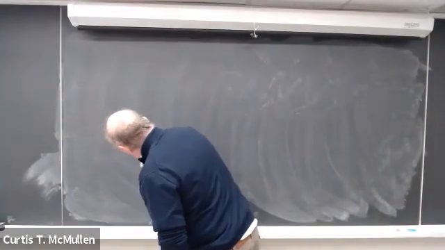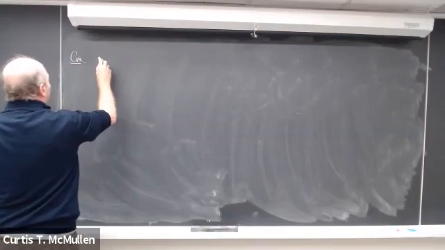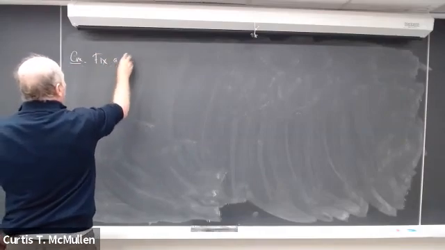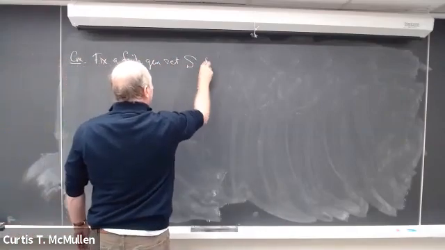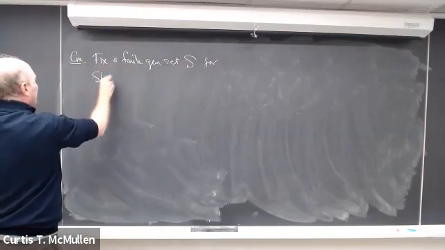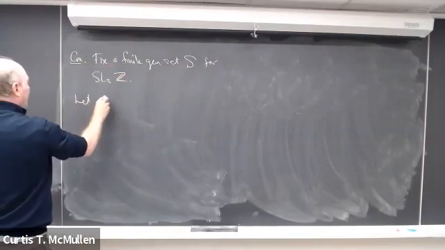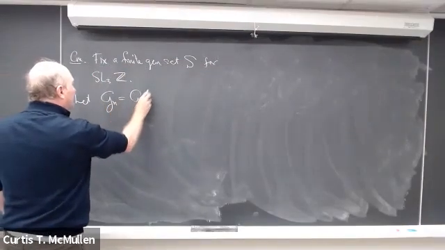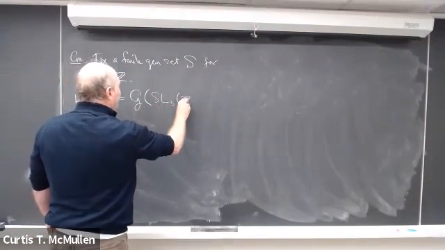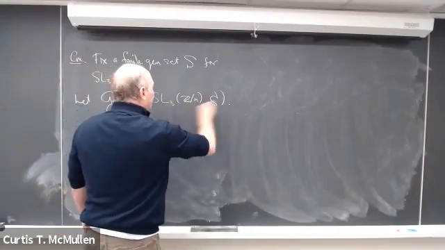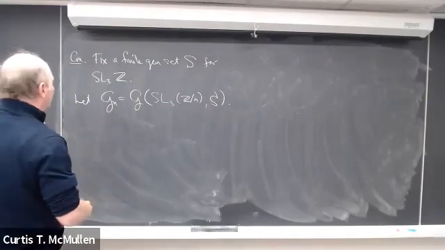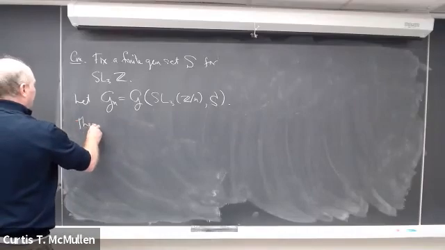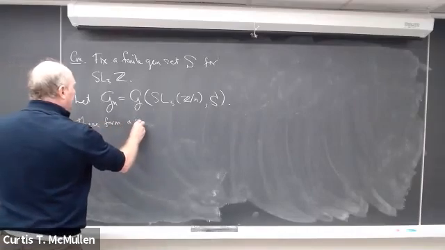So as a corollary of this, we have the following: fix a finite generating set S for SL3Z, and let Gn be the Cayley graph of SL3Z mod n using that generating set or its image under the reduction mod n map. These form a sequence of expanders.